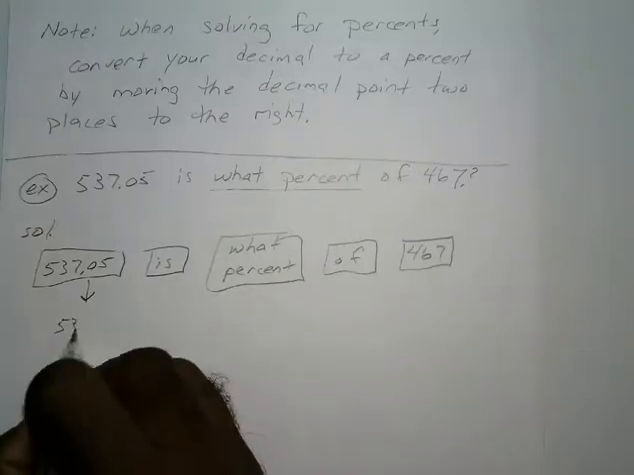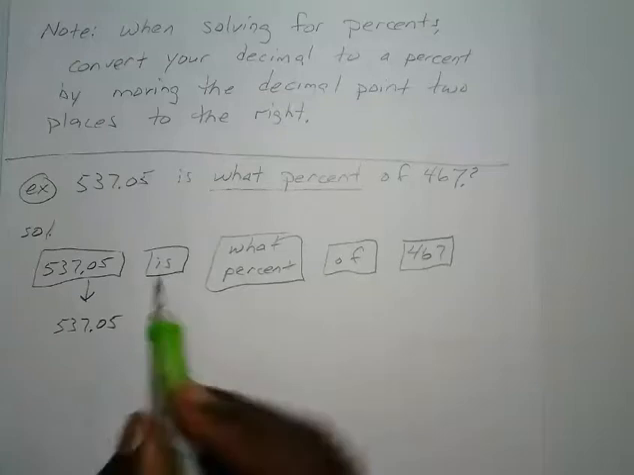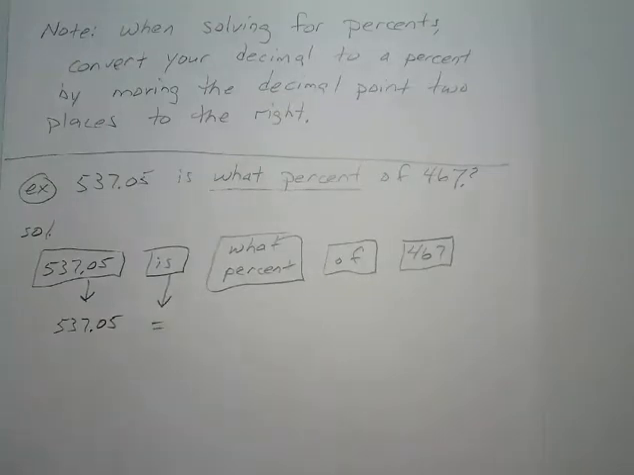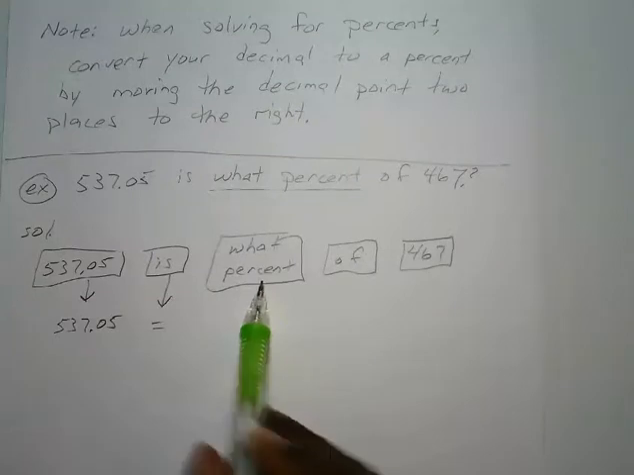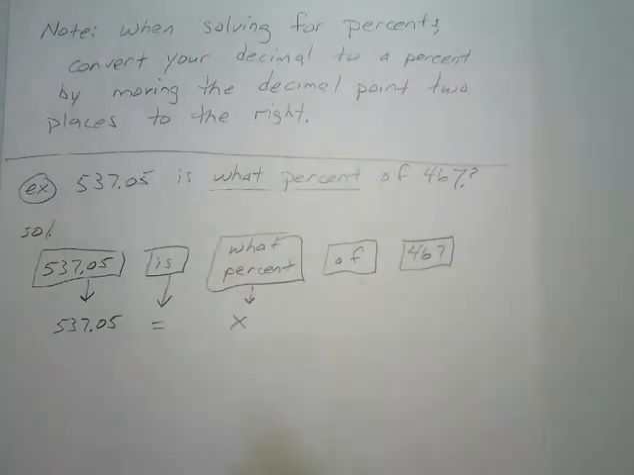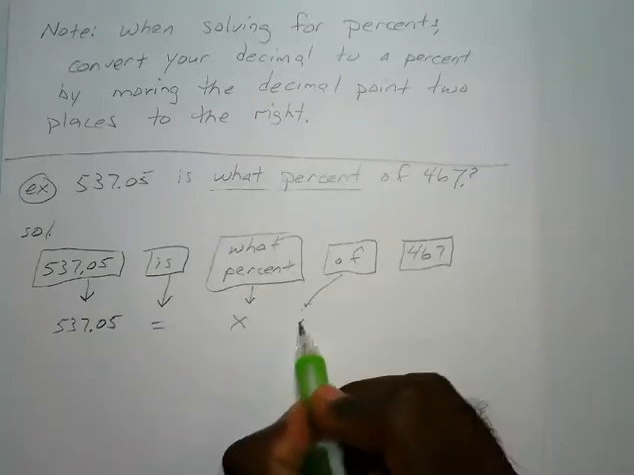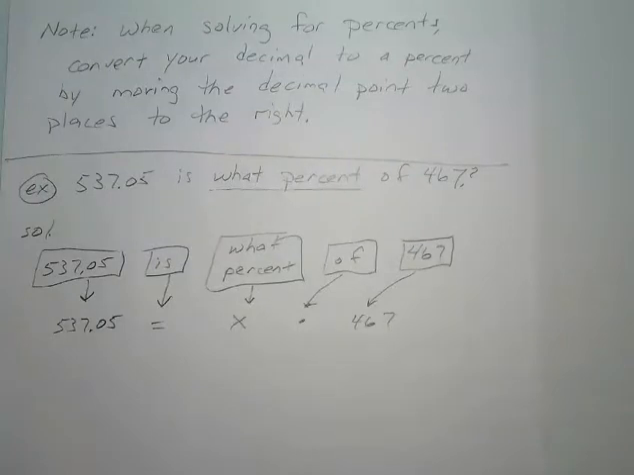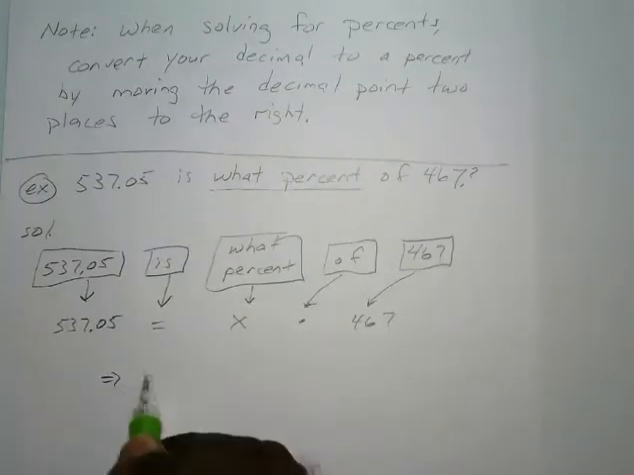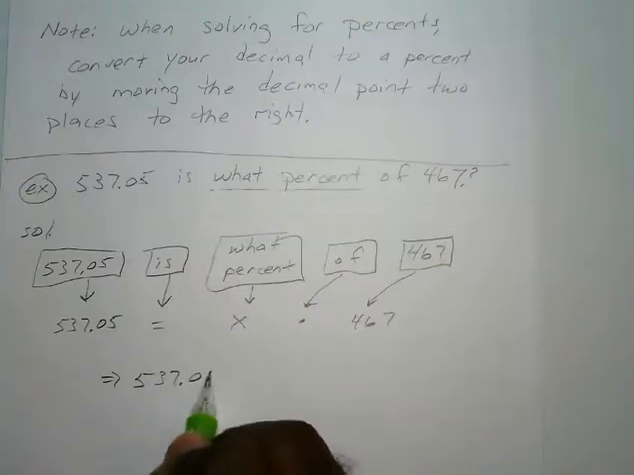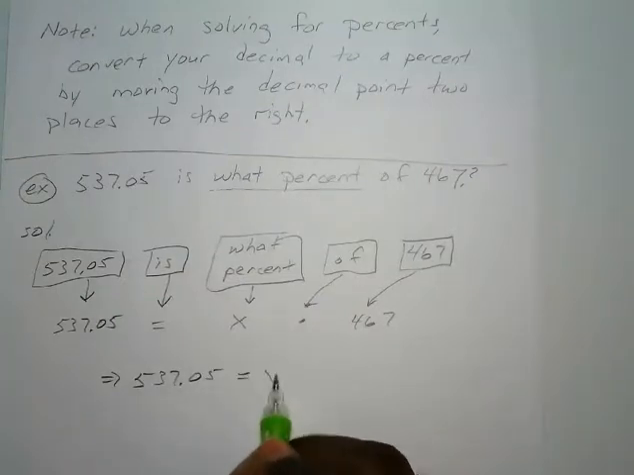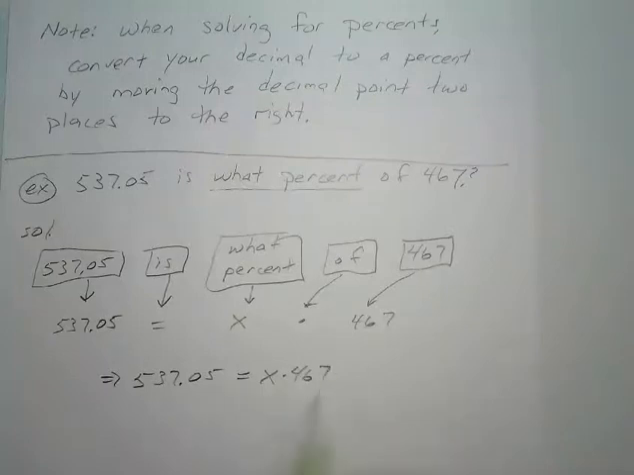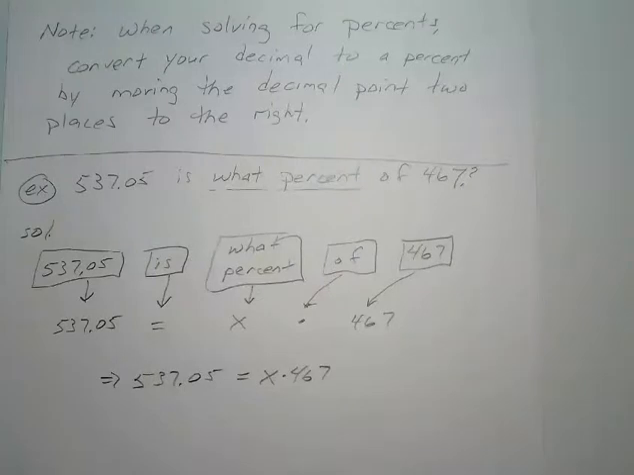537.05 is, remember, is just equal to what percent? We don't know. That's our unknown. So we make that our x. Of, remember, that's just multiplication. 467 is just 467. So really this is just 537.05 equals x times 467. Or you can make it 467x, same thing. All right, so we go ahead and divide both sides by 467.